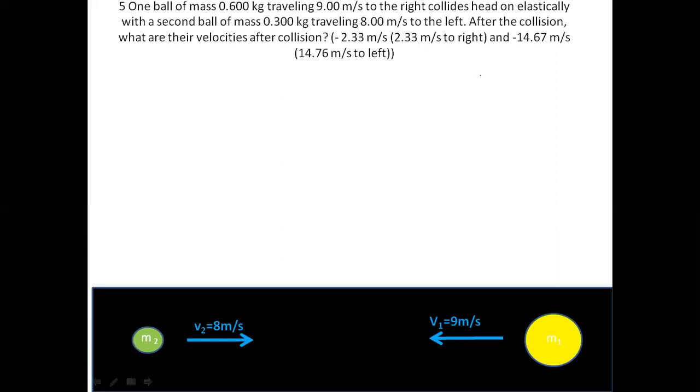Now, what does he mean by this situation? Let us read the question by imagining the whole thing. One ball is of, not 600 kilograms, 0.600 kilograms. So let's assume that this M1 is the mass of the ball, and it is traveling with 9 meter per second, and it is to the right. That means it is to the right of the screen. Here we go, it is towards the right.